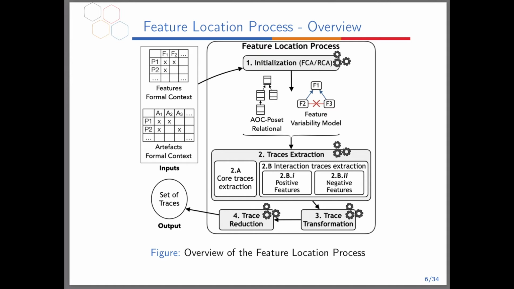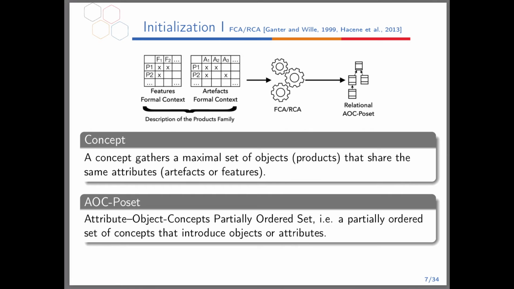Both contexts have to be given ahead of the process. For the initialization, the idea is to use FCA to build the concepts, which are the gatherings of products that share the same features or the same artifacts. Thus, there will be two kinds of concepts, one for the features and one for the artifacts.